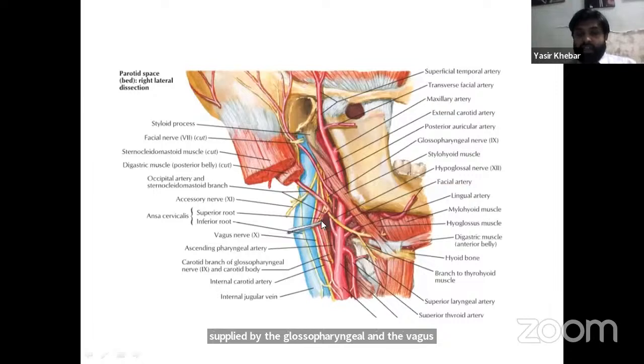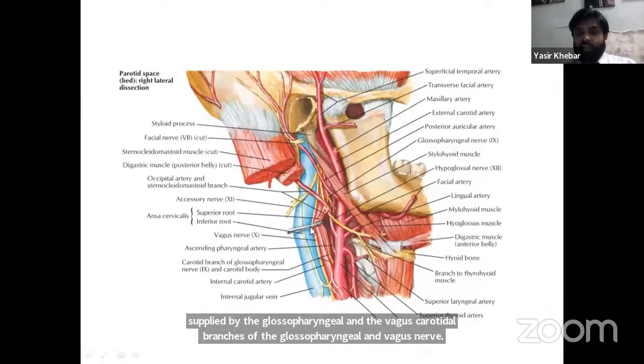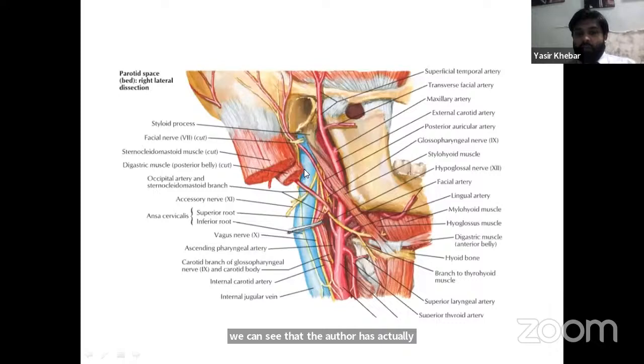We can see that the author has actually retracted the carotid sheath away with the help of this retractor. So he's pulling away the internal jugular vein, pulling away the internal carotid artery, and along with it, he's pulling away the ansa cervicalis and the vagus nerve. Mind it, I would not recommend doing this in a live specimen. And this external carotid artery can then be visualized completely. You can see there are various branches of external carotid artery.